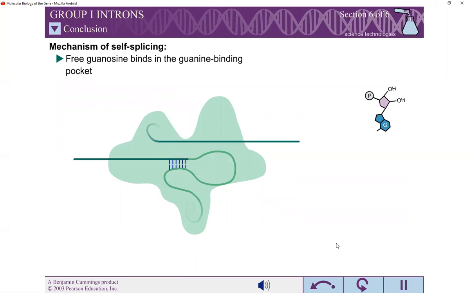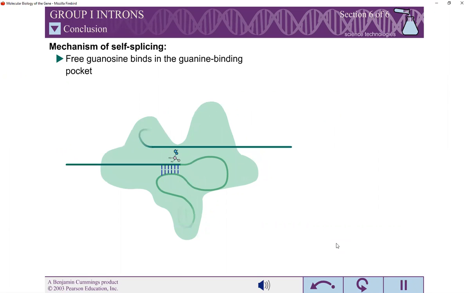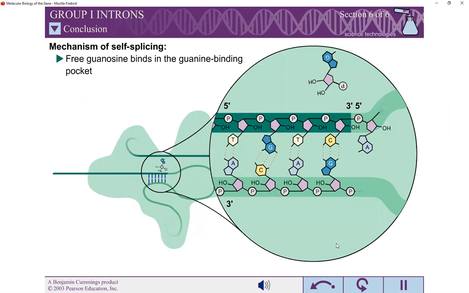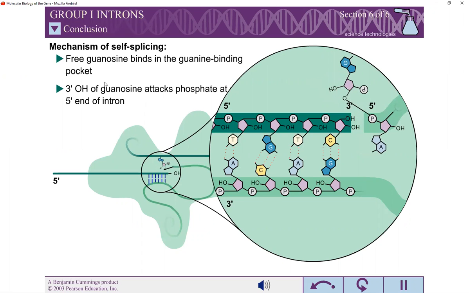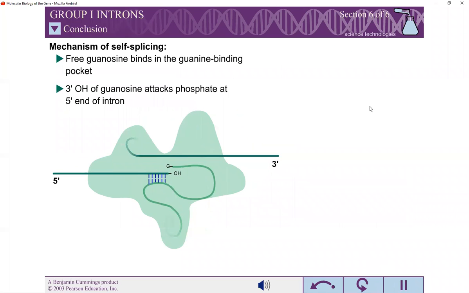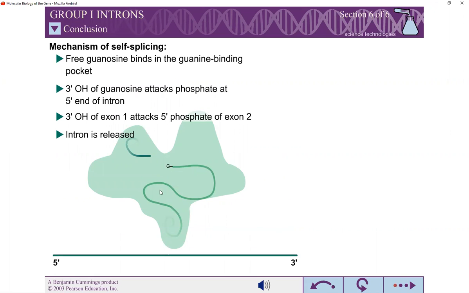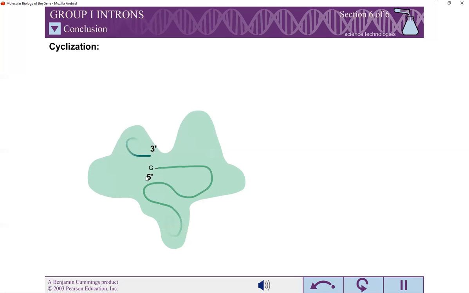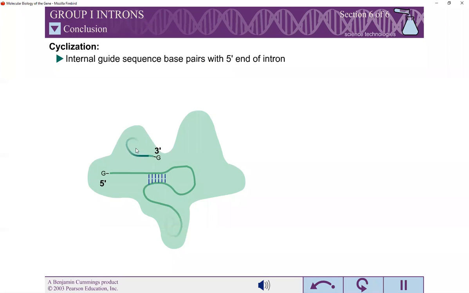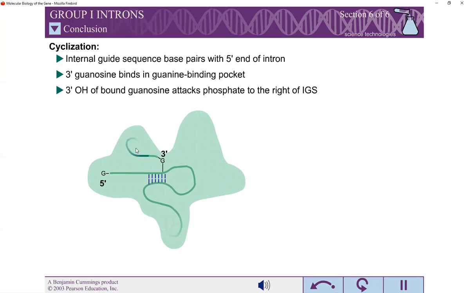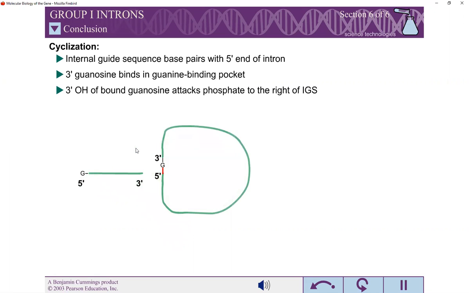A free guanine-containing ribonucleotide binds in the guanine binding pocket, and the 3' hydroxyl of this guanosine attacks the phosphate at the 5' end of the intron. The freed 3' hydroxyl of the exon attacks a phosphate at the 5' end of the other exon, fusing the two exons and releasing the intron. So the exons have been joined and the intron released. The intron then undergoes cyclization. This reaction destroys the tertiary structure of the intron, preventing it from catalyzing the back reaction to reinsert itself into the RNA transcript.